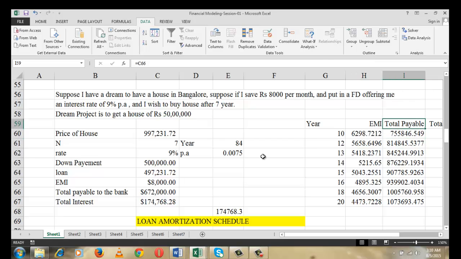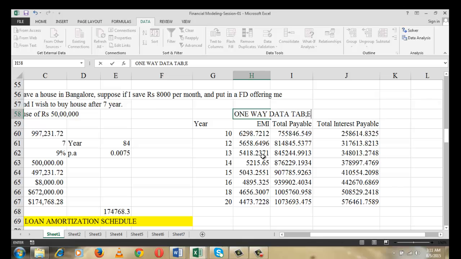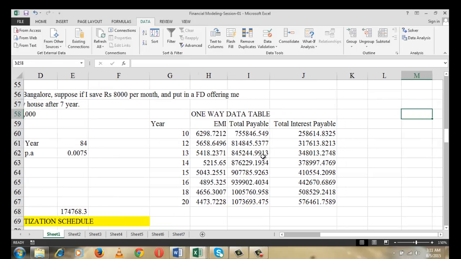This is called a one-way data table. If I had taken a 10-year loan or 15-year loan or 20-year loan, what would be my EMI, my total payable, and my total interest? So this is called one-way data table analysis. You can also use a two-way data table to do better analysis of the given scenario.